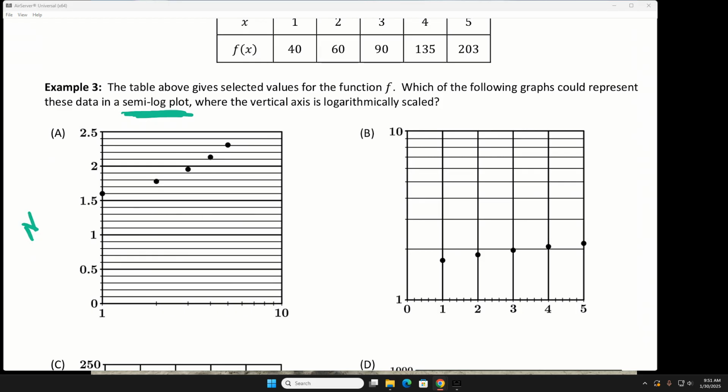The x-axis, the horizontal axis, is... but that's not going to be the right graph because it's just messed up. So we're going to say vertical axis not, and we'll just say log scaled. The horizontal axis is... but this one tells us the vertical axis is the one that needs to be logarithmically scaled.